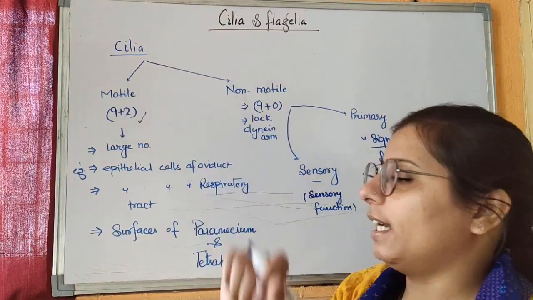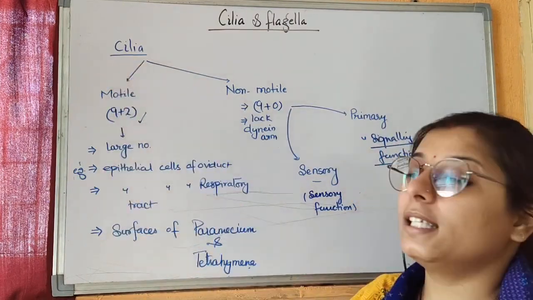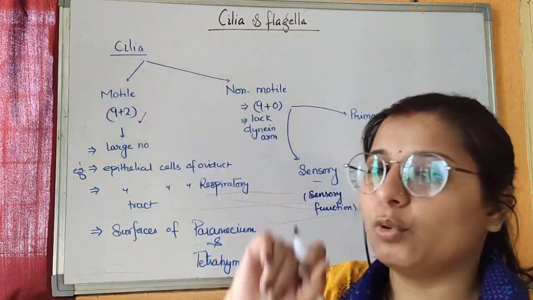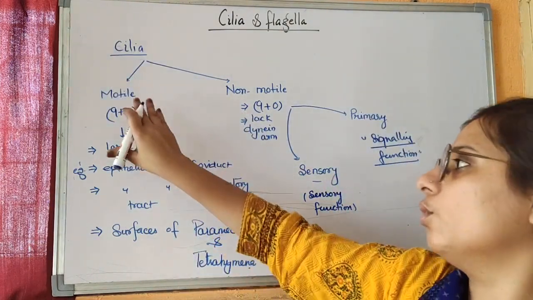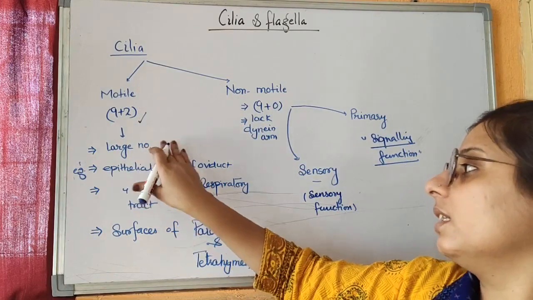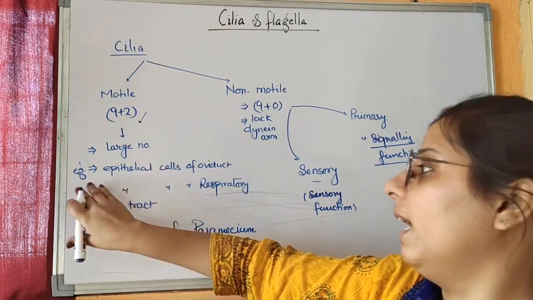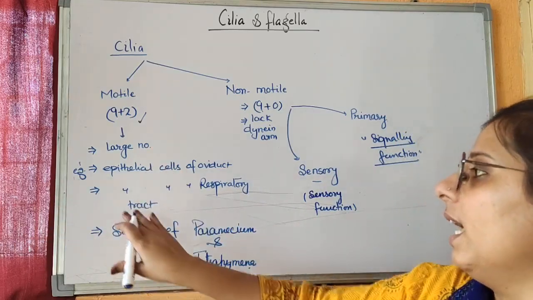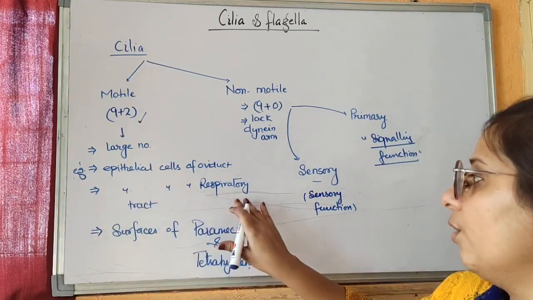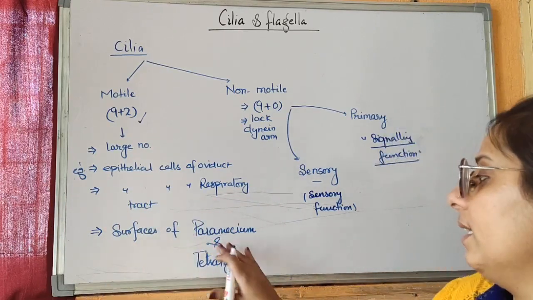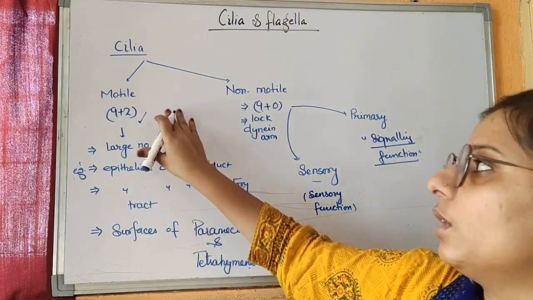A few more points have to be added about cilia. Cilia can be motile or non-motile. If a cilia is motile, it will have a 9 plus 2 arrangement of microtubules. These are larger in number in a cell, and examples include the epithelial cells of the oviduct and the epithelial cells of the respiratory tract, while the surface of paramecium and tetrahymena has motile cilia.